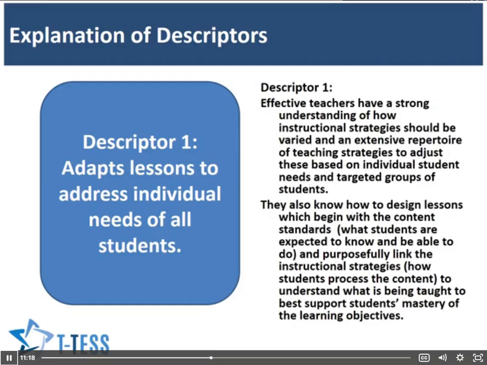They also know how to design lessons which begin with the content standards, meaning what students are expected to know and be able to do, and purposefully link the instructional strategies, how students process the content, to understand what is being taught in order to best support students' mastery of the learning objectives.